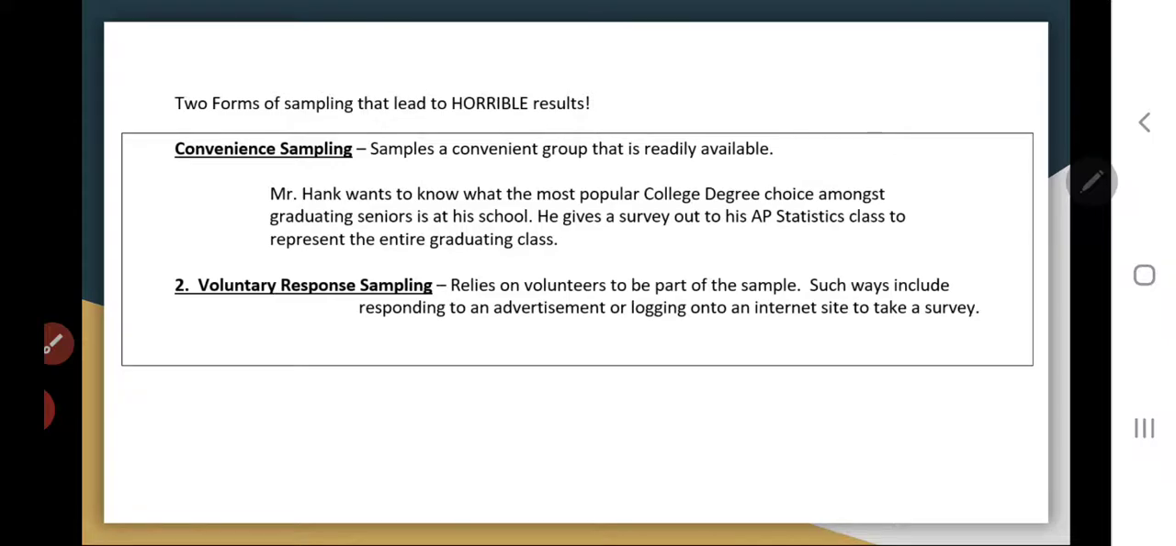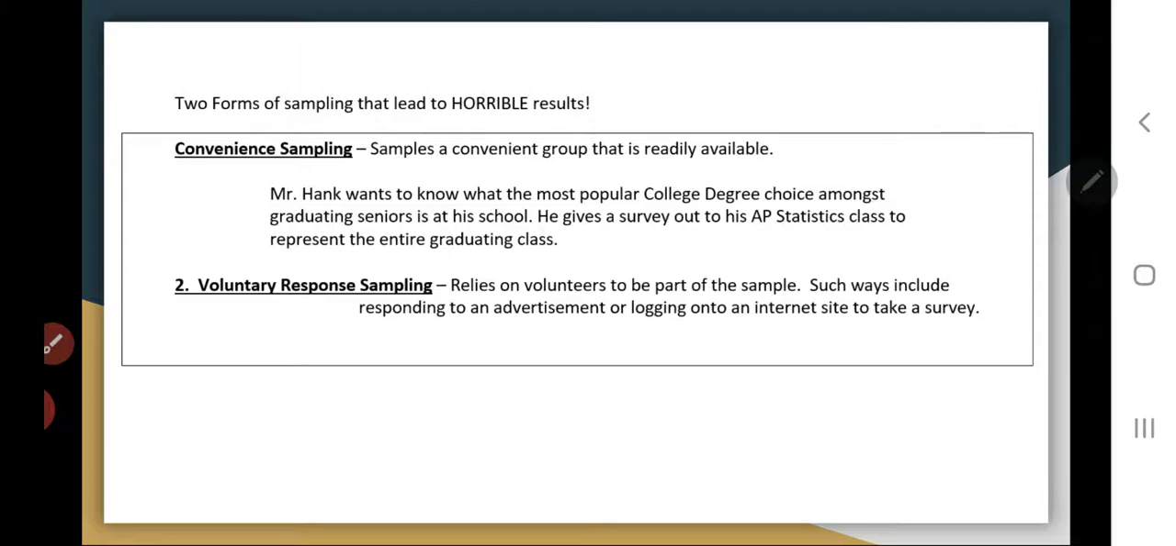Now, these two points right here are sampling methods and they are not bias types. These two sampling methods lead to the biases we just talked about in the past slide. Convenience sampling is something that's obviously convenient, like maybe the participants are right in front of you, but it's not representative of the entire population.